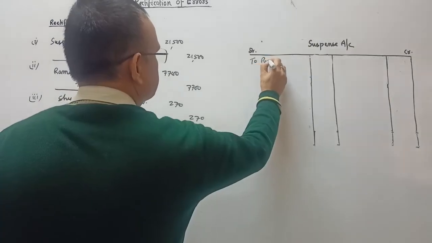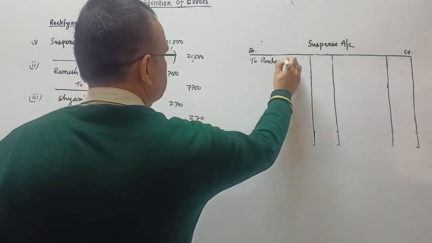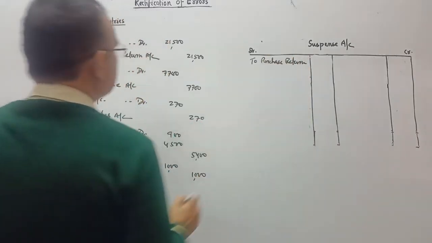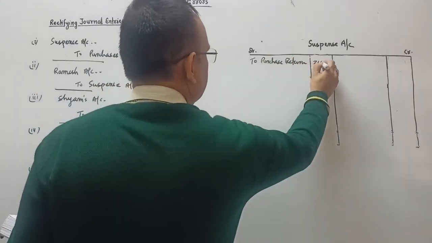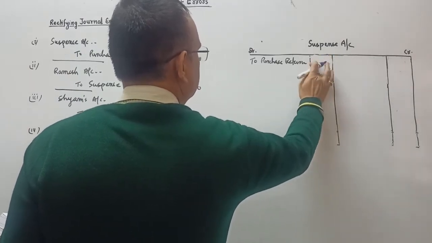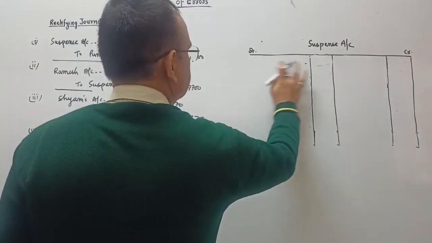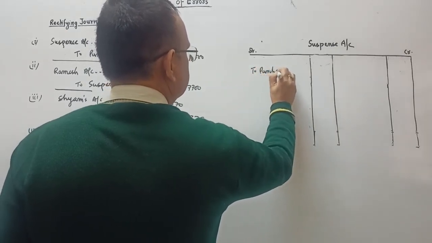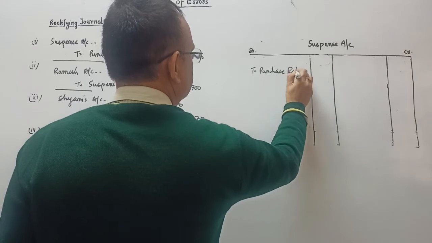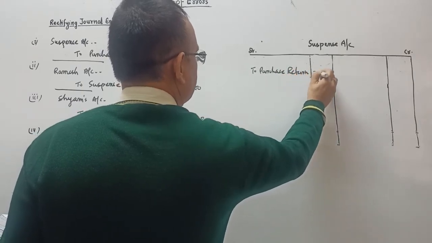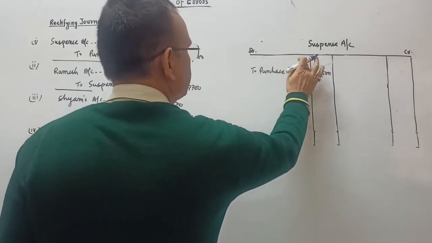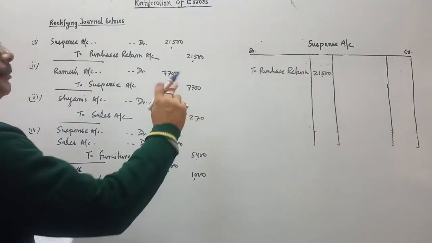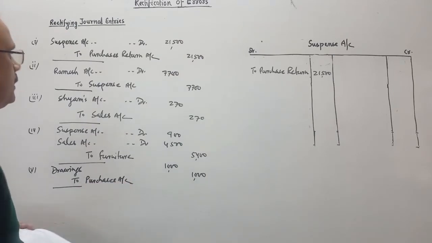To purchase return. Amount is 21,500. To purchase return, 21,500. I am taking space over here. If the credit side total will be more and debit side will be less than opening balance.